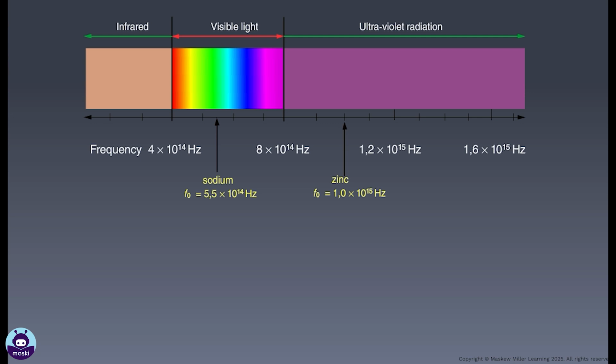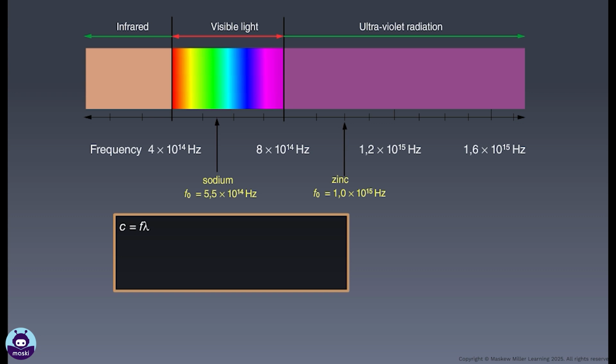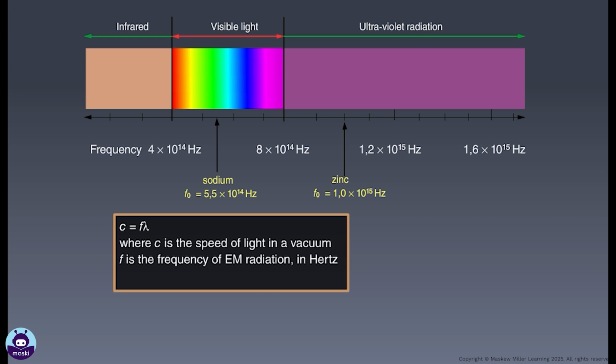We know that the frequency and wavelength of electromagnetic radiation are related by the speed of the electromagnetic radiation. c equals f lambda, where c is the speed of light in a vacuum, f is the frequency of electromagnetic radiation in hertz, and lambda is the wavelength of electromagnetic radiation in meters. The equation can be rearranged as lambda equals c over f.